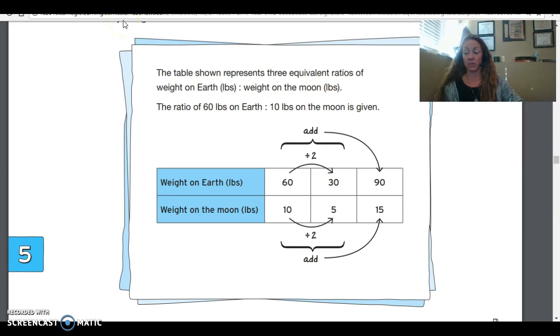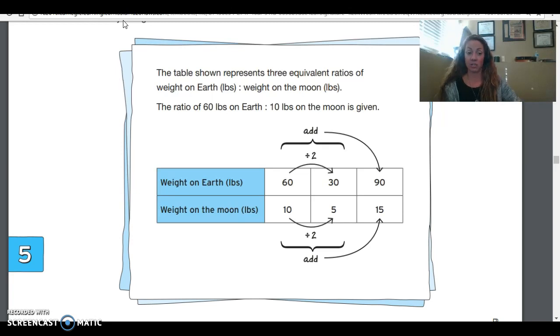Both parts of the 60 pounds and the 10 pounds were both divided by 2. So 60 divided by 2 equals 30, 10 divided by 2 equals 5. Question number 2 wants us to think of another strategy to find the ratio of 90 pounds on Earth to 15 pounds on the moon. Pause the video so that you can think of your own strategy. And, 6th grade, there is more than one correct answer to this problem, so it's possible the strategy you come up with might be different from the strategy that I have.